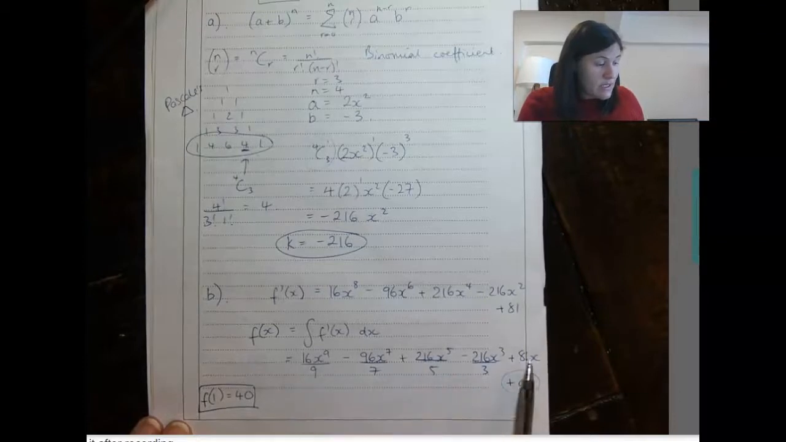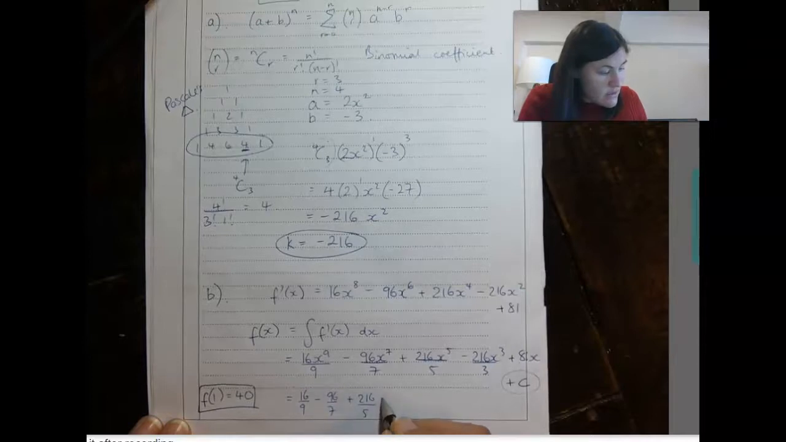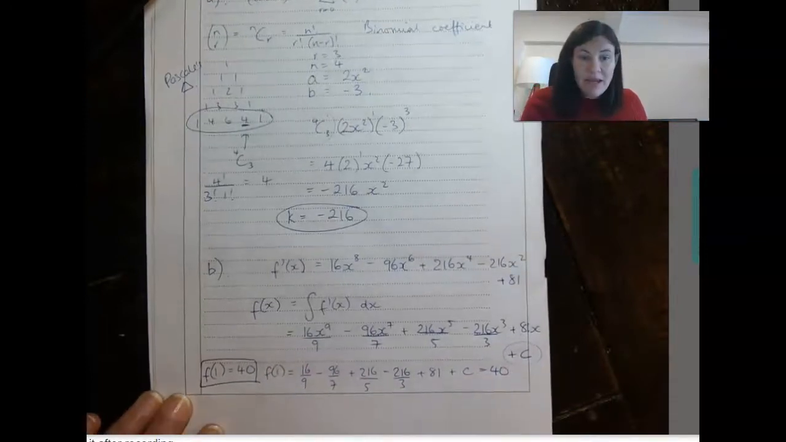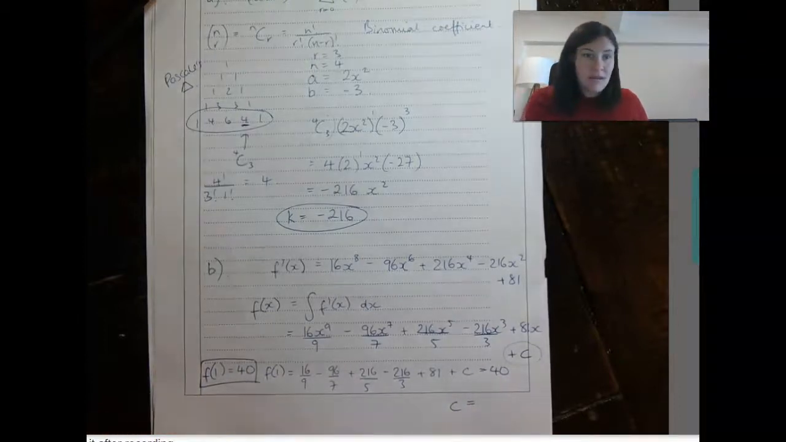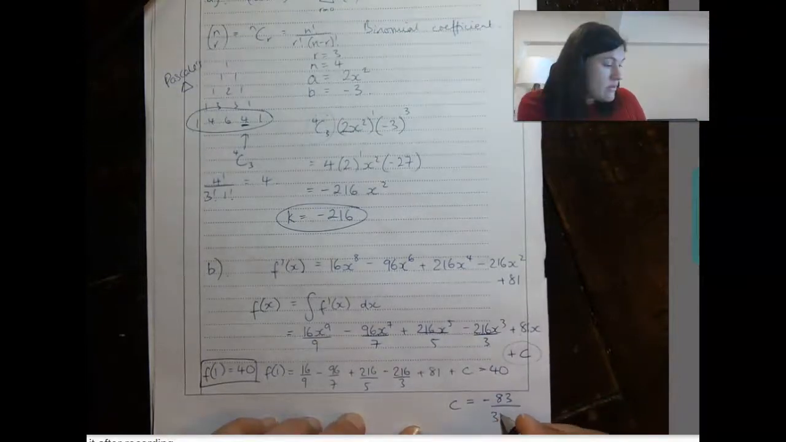If we substitute 1 in all of here, we'll be left with our only unknown as c, so we can find c. So here we've got 16 ninths minus 96 over 7 plus 216 over 5 minus 216 over 3 plus 81 plus c, and that is going to be equal to 40. This is where we pick up our calculator, bung it all in and calculate c. So I'm going to do that now. And c comes out to be minus 83 over 315.